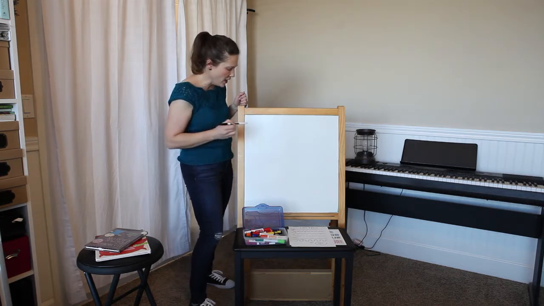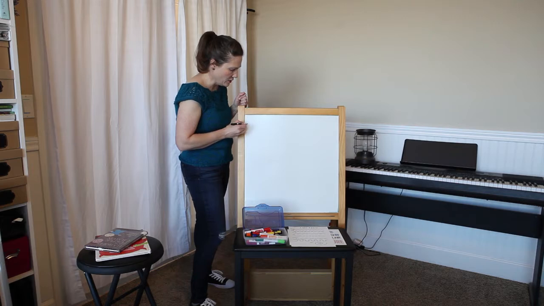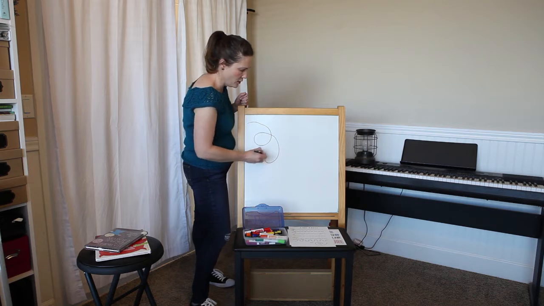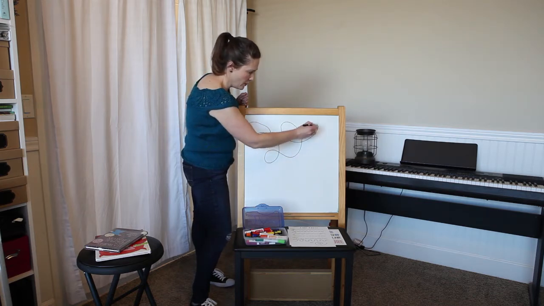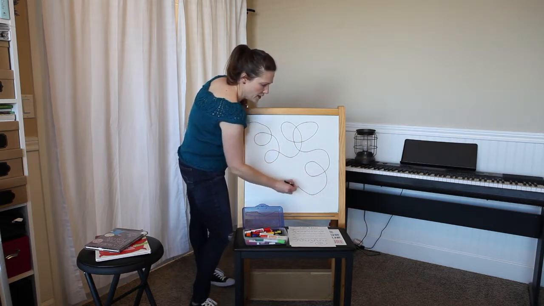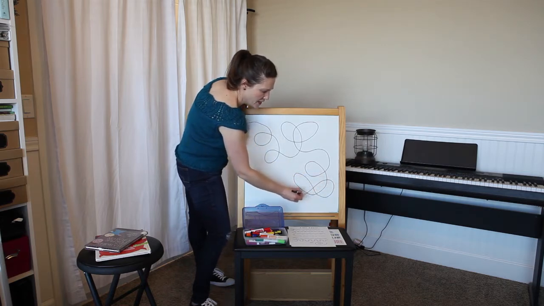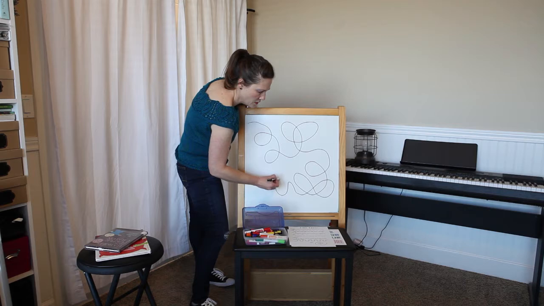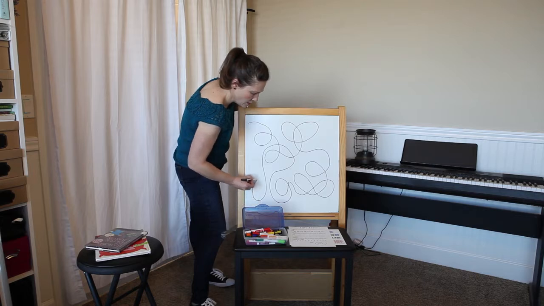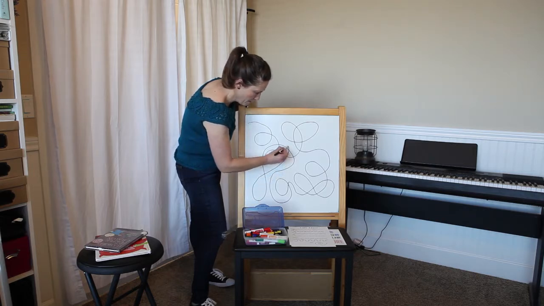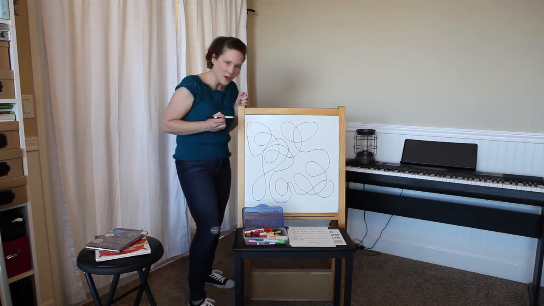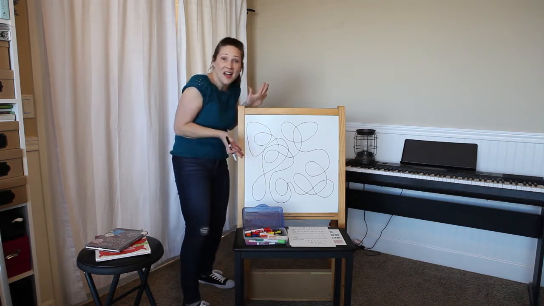So we are going to not stop this line, and we're just going to make a bunch of loops all over the place, and sometimes we cross over. But I'm not going to lift up my pen until I feel like I've made enough loops. Have you ever done this? Have you ever seen somebody do this before? It's coming back around. Here we go. Okay. So this is all one line.